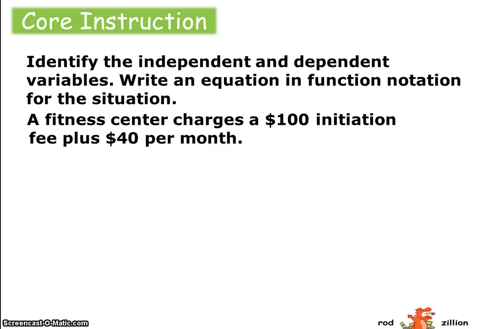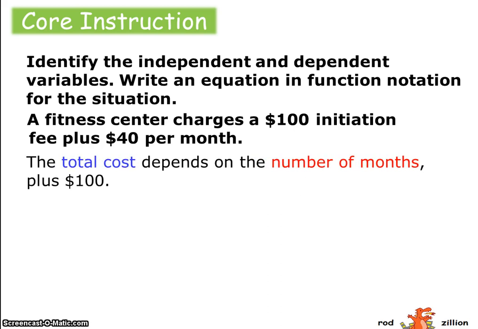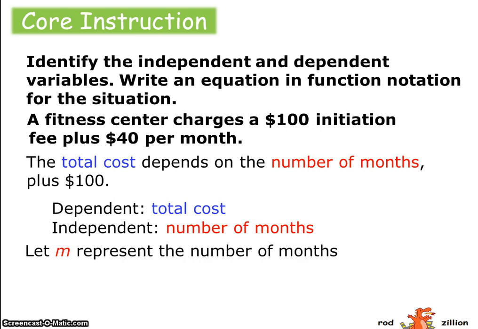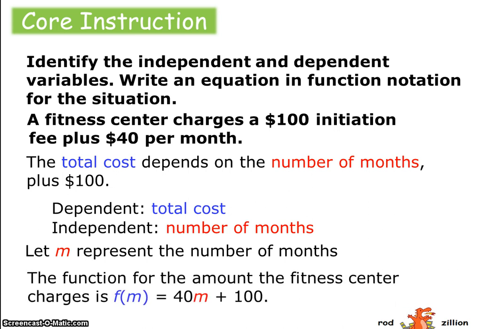In this situation, we have a fitness center that charges a $100 initiation fee plus $40 per month. The total cost depends on the number of months, plus $100. The dependent variable is the total cost. The independent variable is the number of months. So if I let m represent the number of months, then the function for the amount the fitness center charges is f of m equals 40m plus 100.